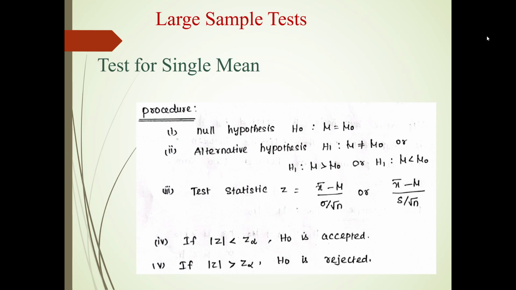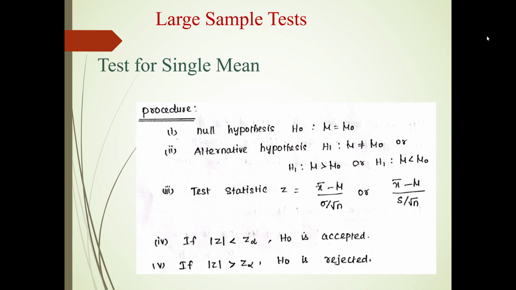Next, we are going to see about test for single mean. The procedure for testing single mean problem is, first we have to fix null hypothesis. H0: mu is equal to mu naught. Alternative hypothesis, it may be H1: mu is not equal to mu naught, two-tailed test, or greater than mu naught, right-tailed test, or less than mu naught, left-tailed test.